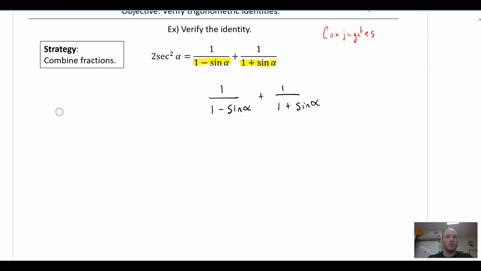Okay. So in order to add these, I need them to have the same denominator. Here's what we do. We multiply by the conjugate. Multiply by 1 plus sine alpha over 1 plus sine alpha. Over here, I'm going to multiply by 1 minus sine alpha over 1 minus sine alpha.